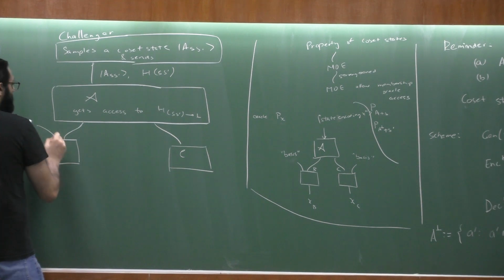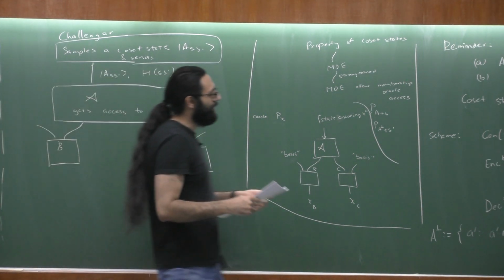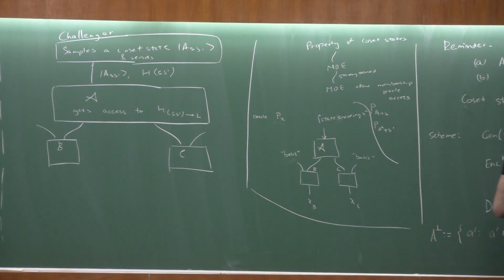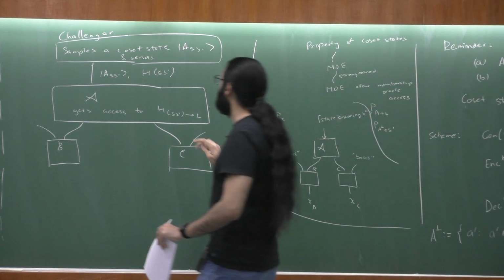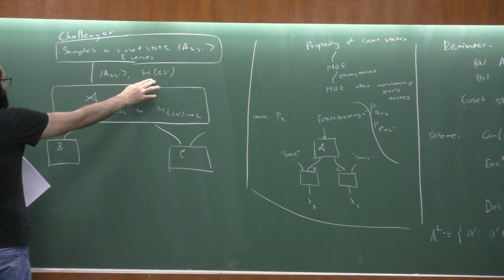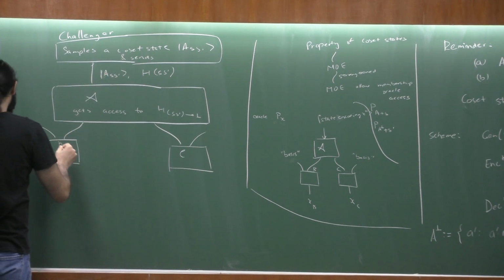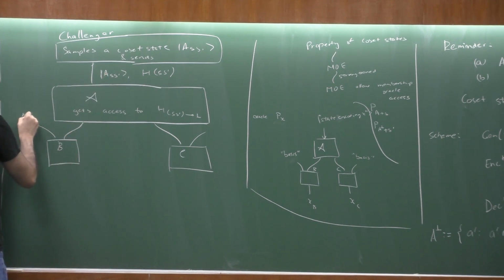What does it mean by samples a coset state? Something like this: you sample A as a uniform subspace, and then you sample S, S prime, and then you create this state. Yeah, I haven't proved that you can create this state. There's lots of small things I haven't proved, but this is a relatively high level idea. So you do that procedure, and you'll be able to produce this coset state and the evaluation of the random oracle on H's. You send it to B and C, and then you send the description of A.